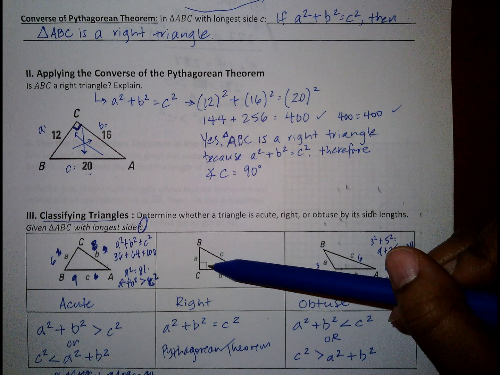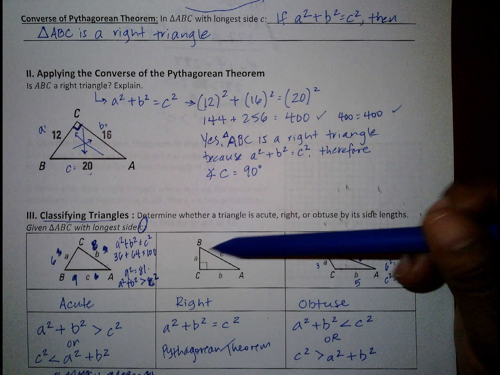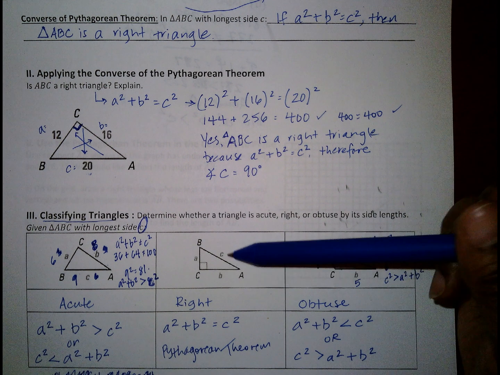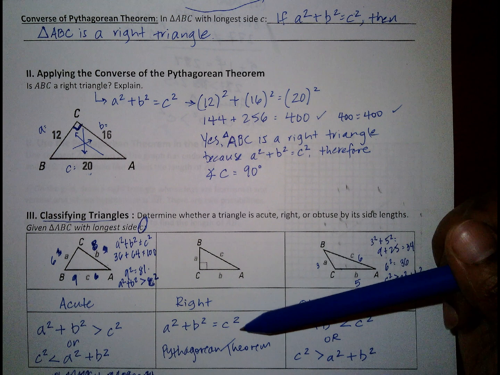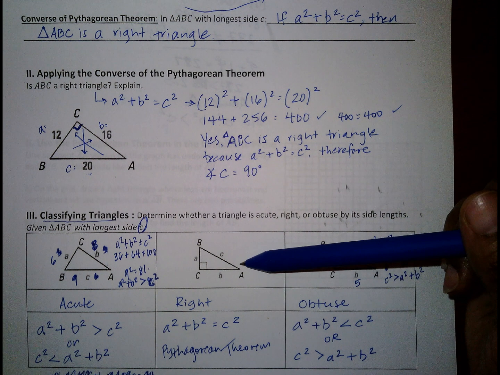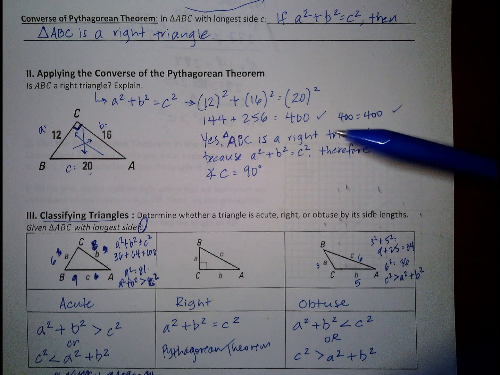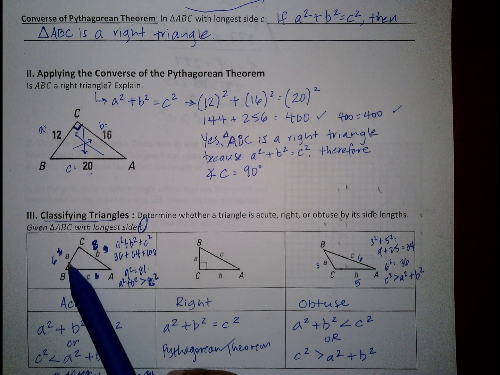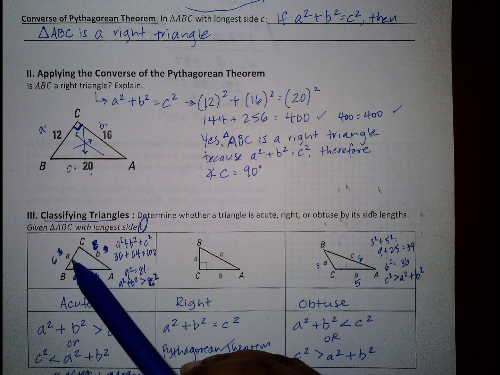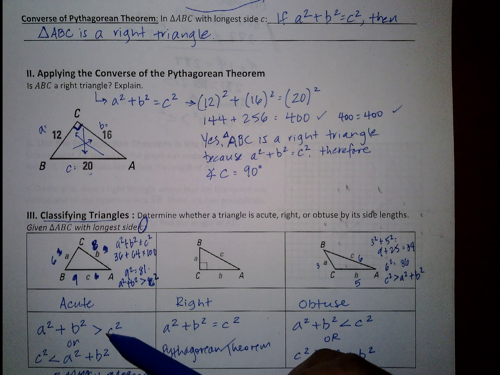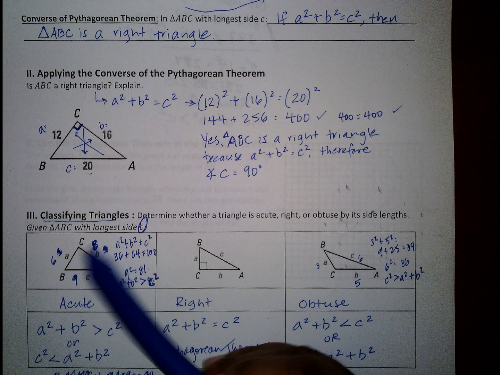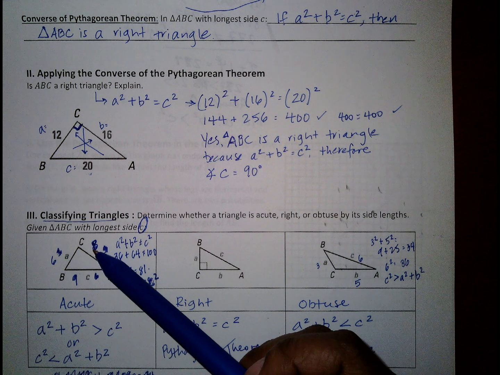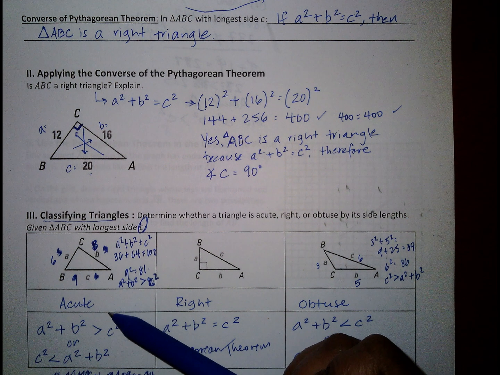But say we're not given this, and we're just given some numbers. What we would do is take the two shorter sides, square them, add them up, and compare to the longest side squared. If that equation holds true, then we know that we're dealing with a right triangle. But what if it doesn't? For example, here I have triangle ABC, where side A is 6, B is 8, and C is 9. If I square the two shorter sides and add them up, and that value is greater than the longest side squared, then the triangle is acute.